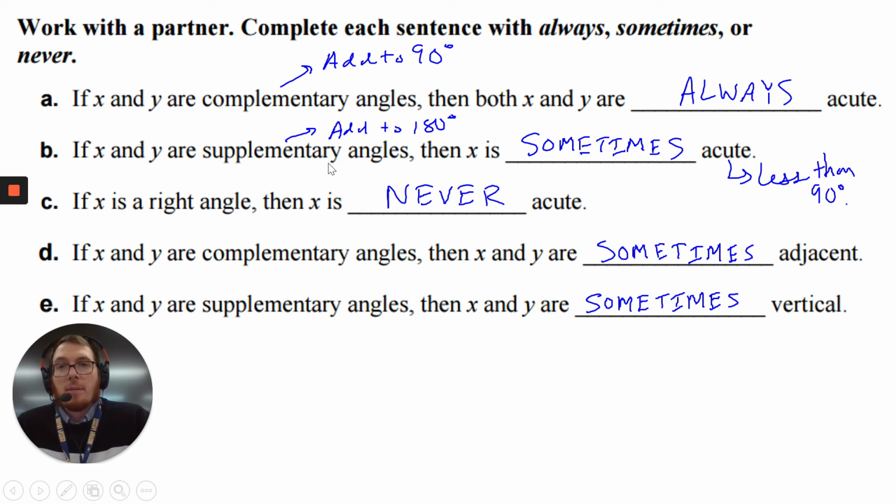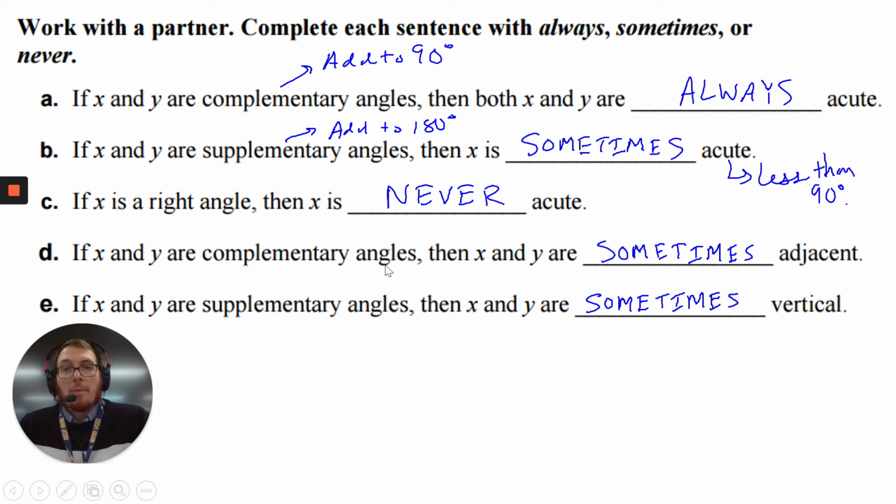If x and y are supplementary, then x is sometimes acute, because if they're supplementary, they add to 180. If one's less than 90, the other's greater than 90, which makes one acute and one obtuse. It doesn't say that x has to be the smaller one, so it could be obtuse. It also could be a right angle. If x is a right angle, then it is not acute, because a right angle is 90 and an acute angle is less than 90.